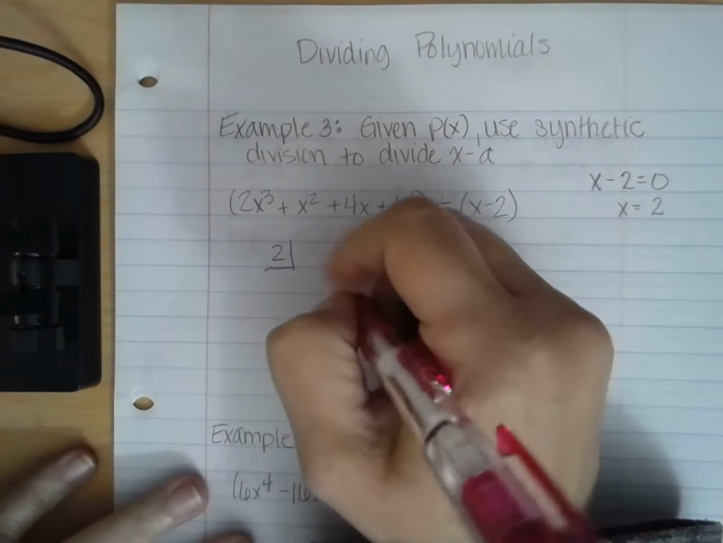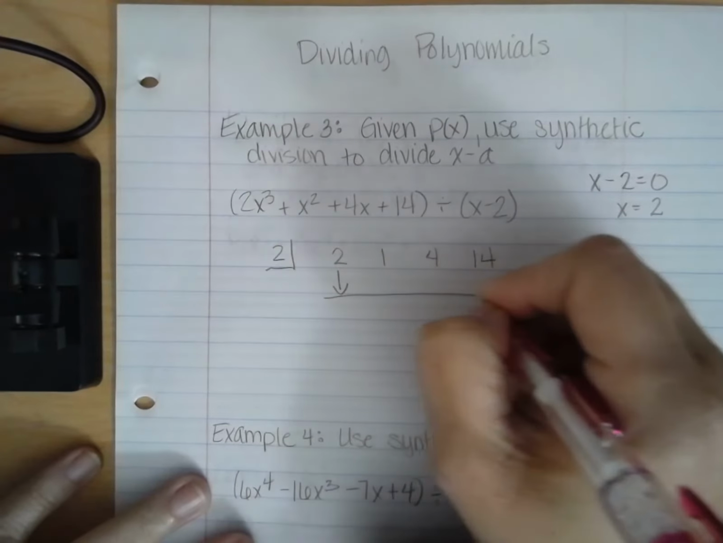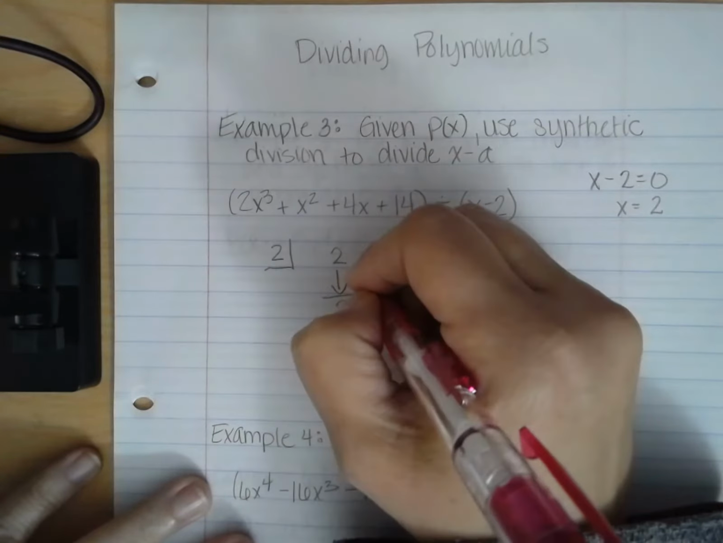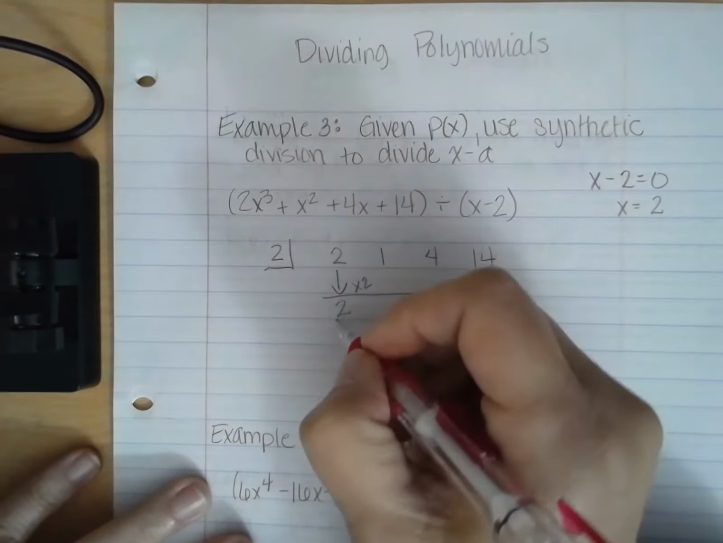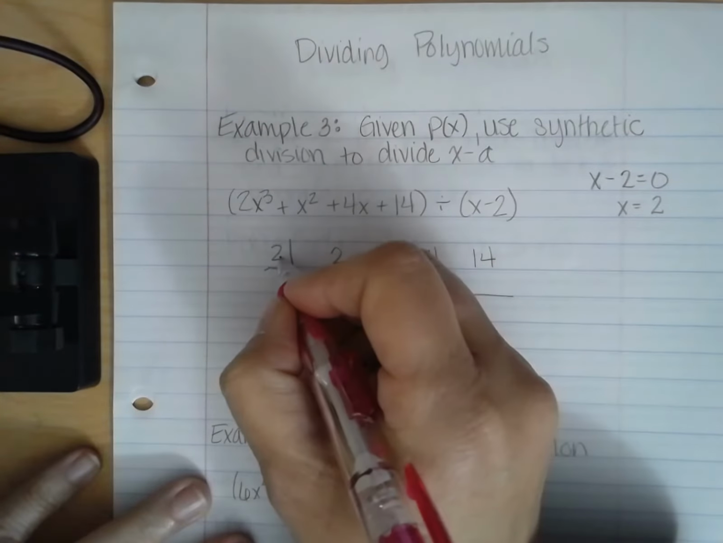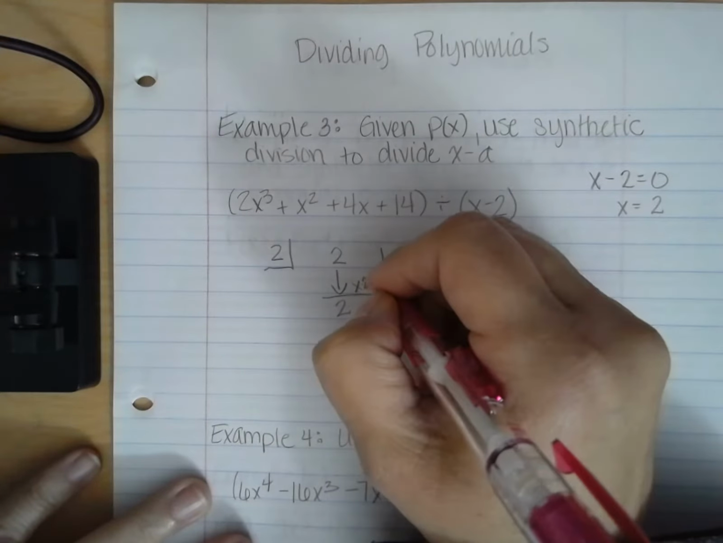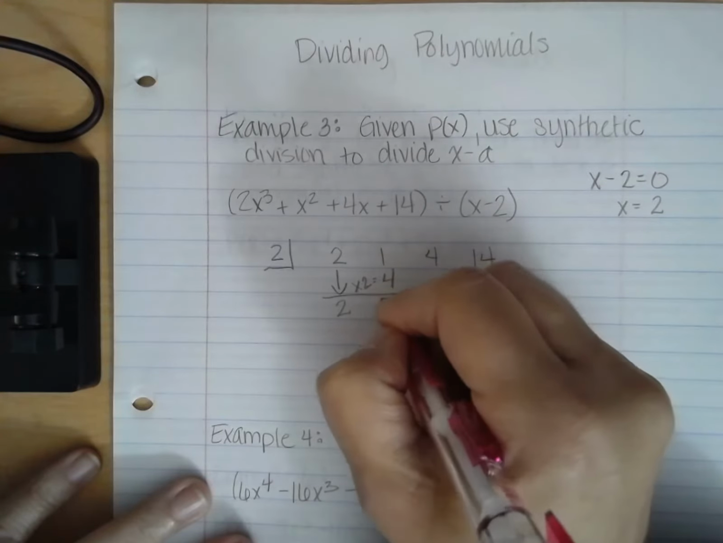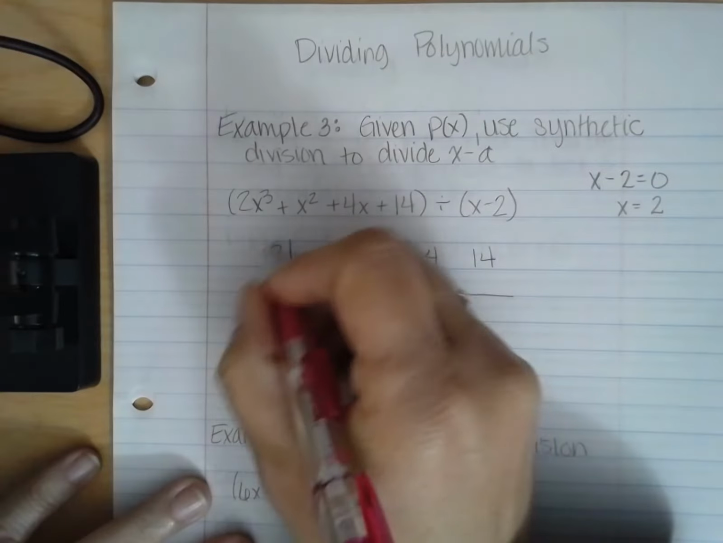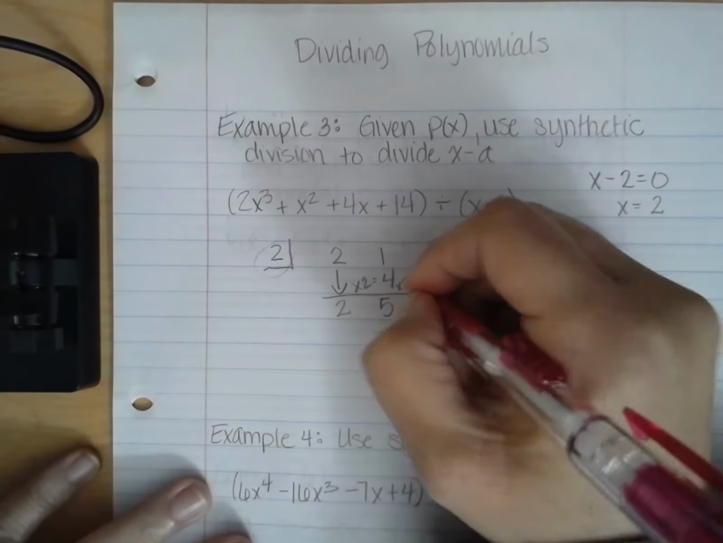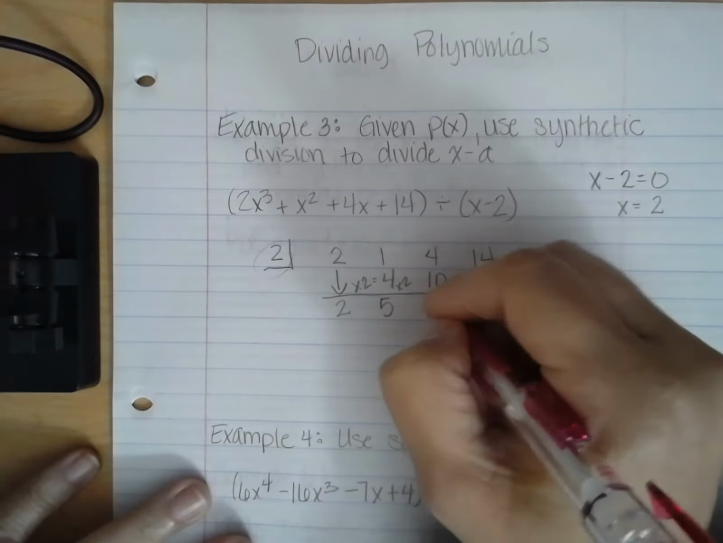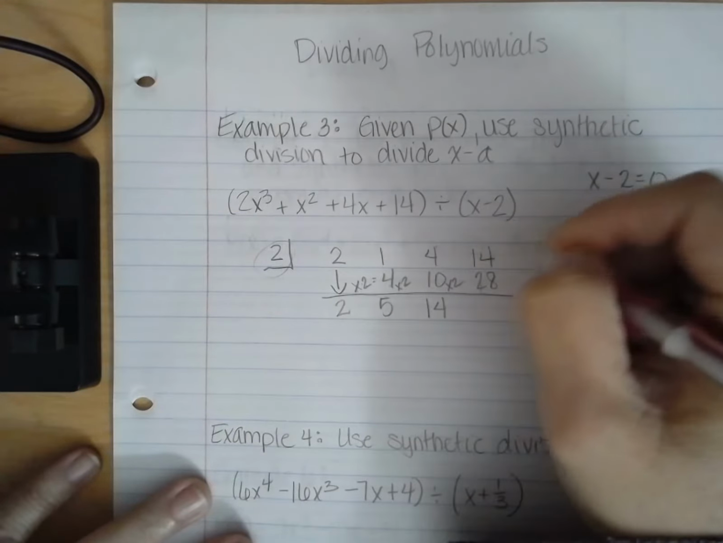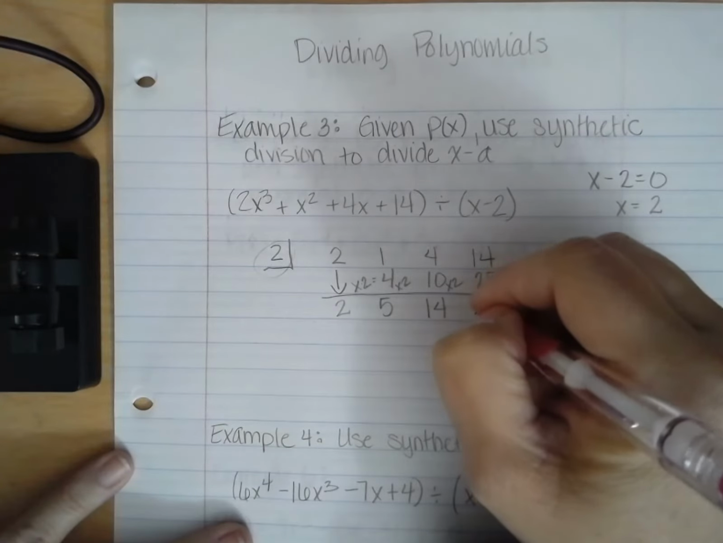And then what we're going to do is pull down our first coefficient, and then multiply by what we're dividing by. So we're multiplying by 2, so we're going to do 2 times 2, and that gives us 4. Then we're going to add down, so 1 plus 4 is 5. Then we're going to multiply again by the 2 that we're dividing by, and that gives us 10. Then we add down again, that gives us 14, times 2, that's 28. And then we add down again, and we get 42.